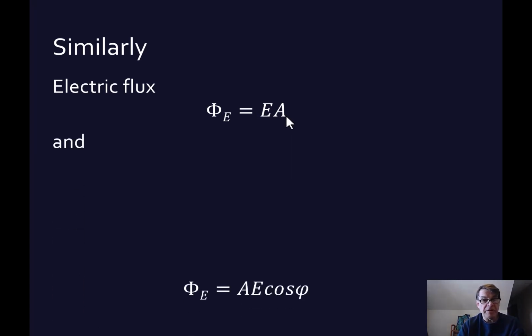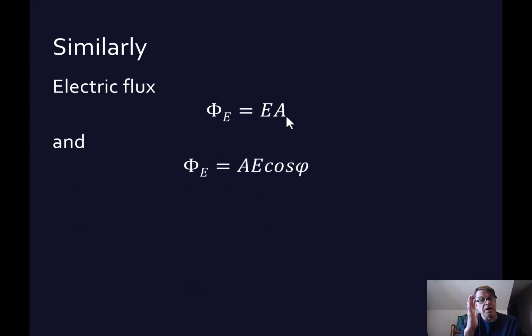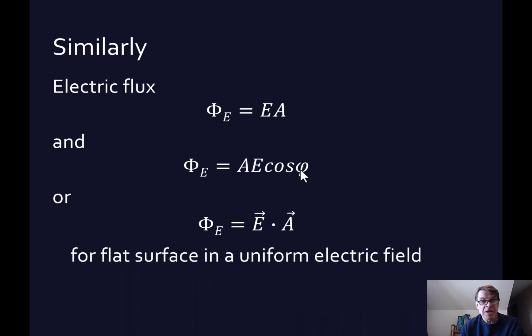All right, and we can therefore say that when the surface we're talking about isn't perpendicular, then it's area times that field times the cosine of phi, which is the angle between the perpendicular and whatever the surface is. And we can also call that the dot product, that the electric flux is the vector E dot vector A. So this is for a flat surface in a uniform electric field, where E is the electric field. Coulomb's law stuff.